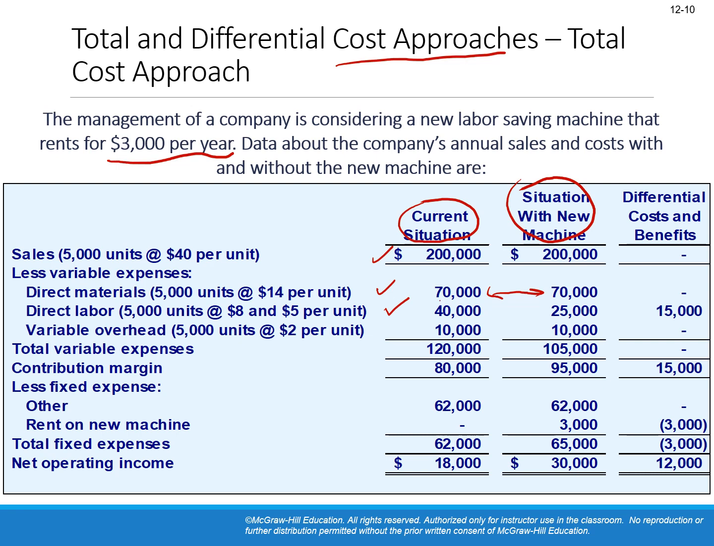Direct labor, without the machine, we were paying $40,000. With the machine, we're paying $25,000. So we're saving $15,000 difference when having the machine. The variable overhead is the same.